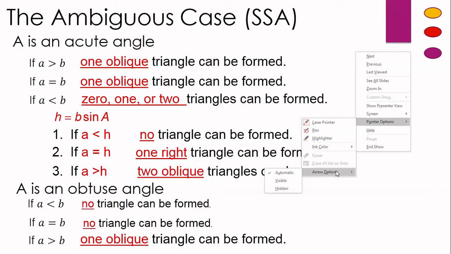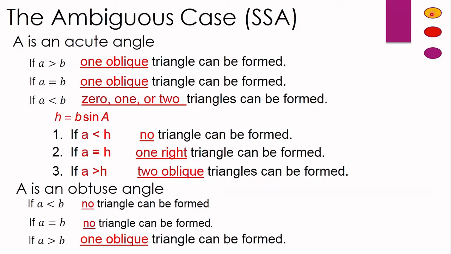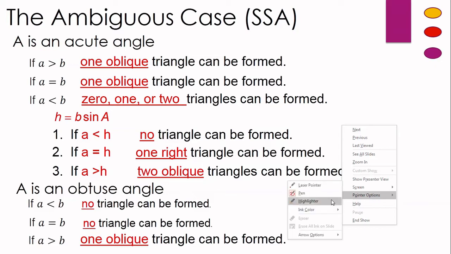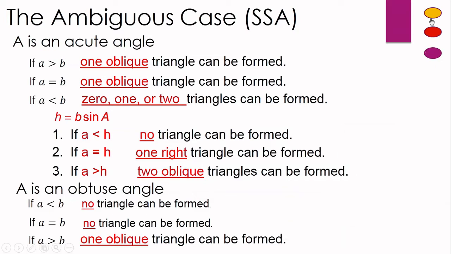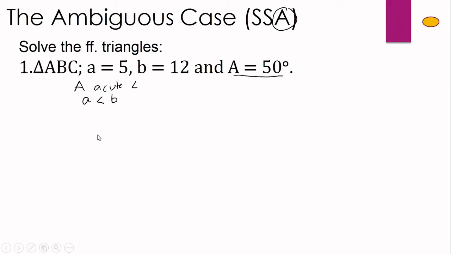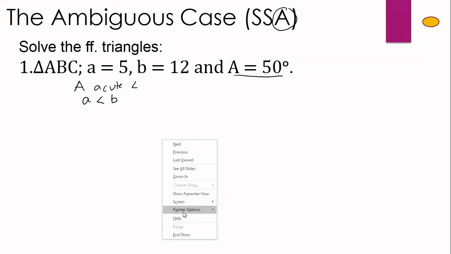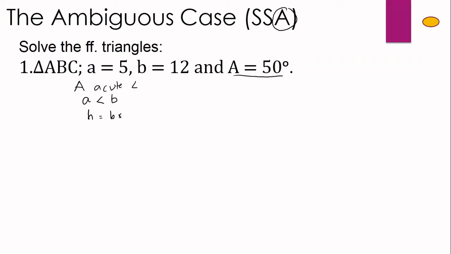Okay, let us go back to our given. So again, A is less than B. There are three possibilities: 0, 1, or 2. But for us to determine, we need to get the value of the height. That is where we compare. So we have height is equal to B sine A. This is our equation to get the height. So we have H is equal to B sine A.